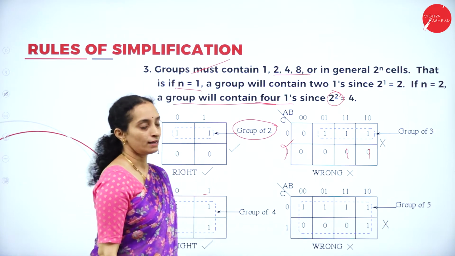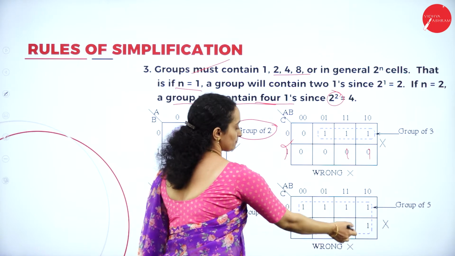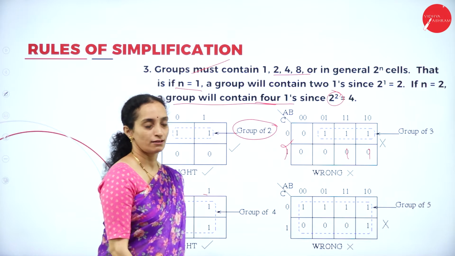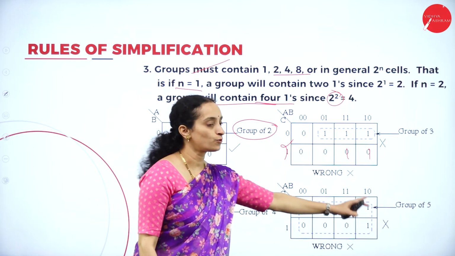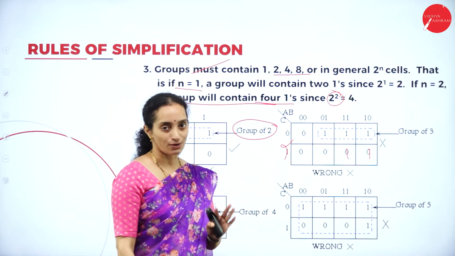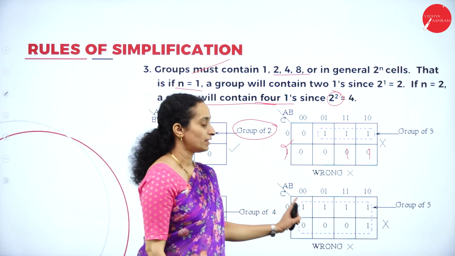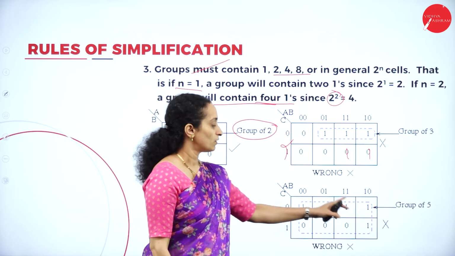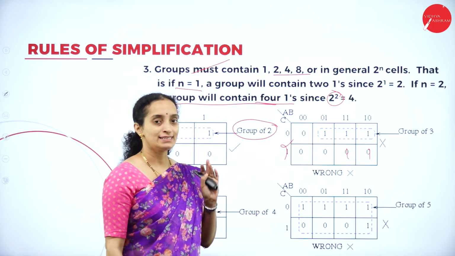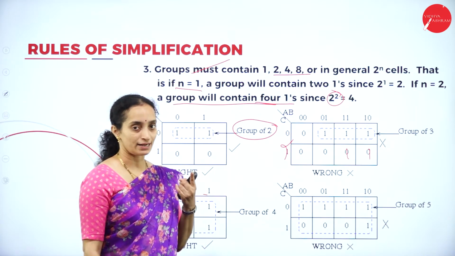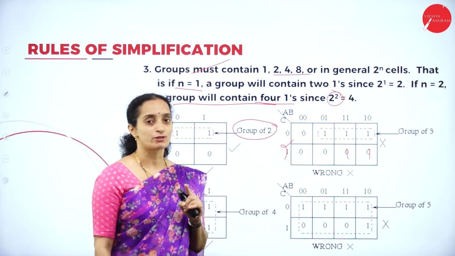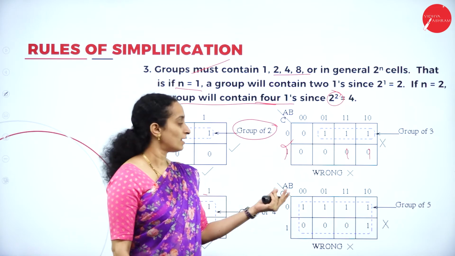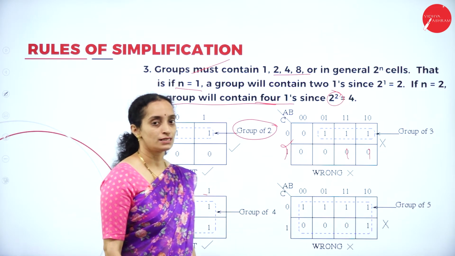Another invalid expression is like this. You cannot make the group of 5 ones. If you think there are 5 ones, so I can group all the 5 ones, you cannot make it. Okay, only even numbers 2, 4, 8 like this. You must do grouping 2, 4, 8, 16, that is 2 to the power of n. 2 to the power of 1, 2 to the power of 2, 2 to the power of 3, power of 4 like this. 2, 4, 8, 16 can make the group using this rule.